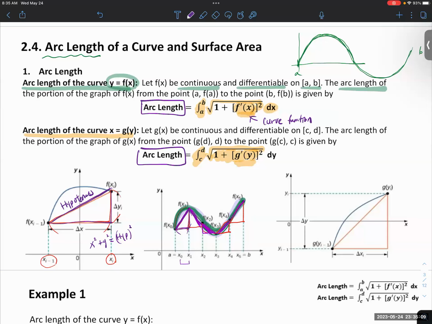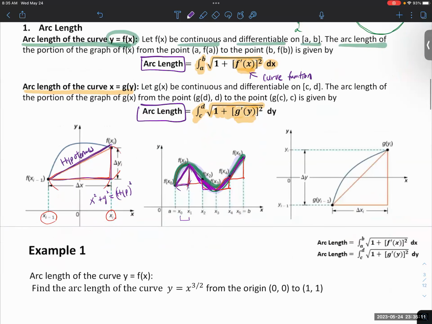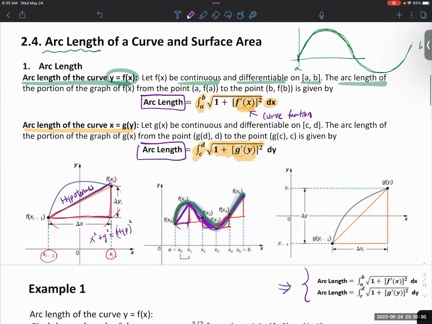So I'm gonna show you the example. So the formula is here. I already wrote it here. Okay, so there are two different formulas depending on the function. If the function is solved for y, you're gonna use the first equation, and in the other case we're gonna take the second equation. So let's take a look at the question in example 1. So we are going to estimate the arc length by utilizing the integral symbol. Here we go.